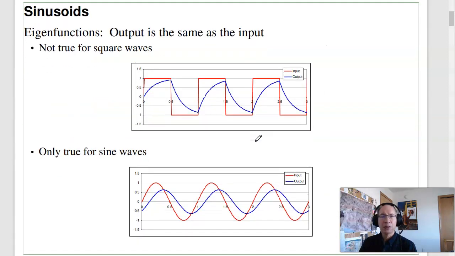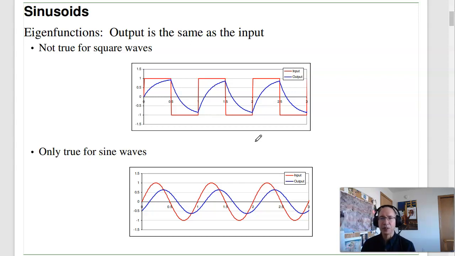With filters, we like sine waves. The reason being that sine waves are eigenfunctions. What that means is that the output is the same form as the input. That's only true for sine waves, not true of anything else, pretty much.